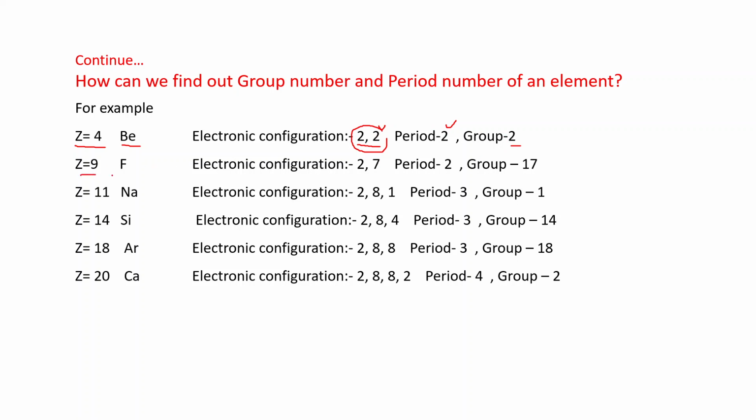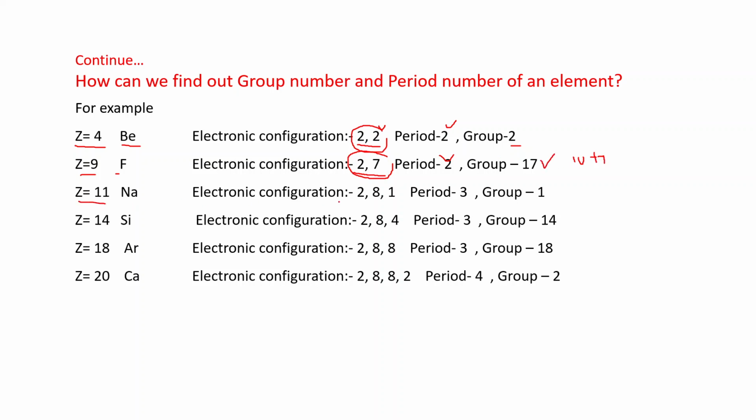Atomic number is 9. Fluorine. Write the electronic configuration. This is 2, 7. Again 2 shells are filled. That's why period is 2. Then how can we find out the group? If 3 or more electrons are present in the valence shell, then add 10 to the number of valence electrons. That's why you can say this is 10 plus 7. This is group number 17.